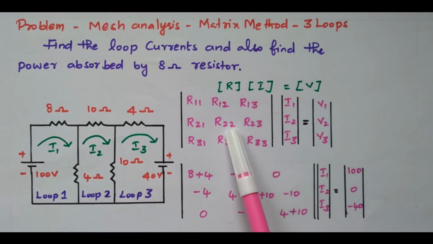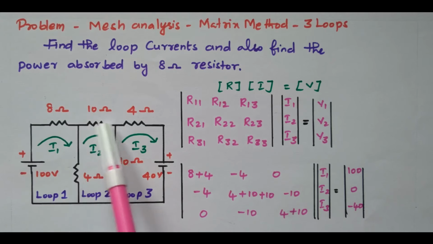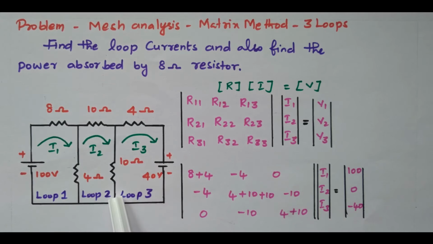Then R22. What is R22? The total resistance available in the second loop. This is the second loop. There are 4 ohm, 10 ohm and another 10 ohm. These three resistors are available in the second loop, so we need to add this 4 ohm, this 10 ohm and this 10 ohm. R22 is 4 plus 10 plus 10.